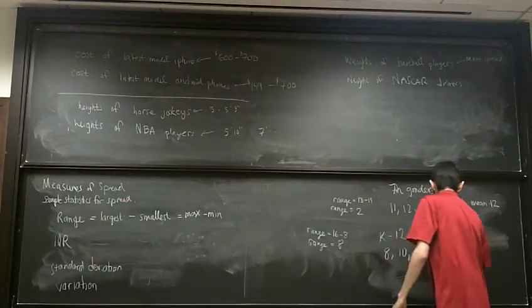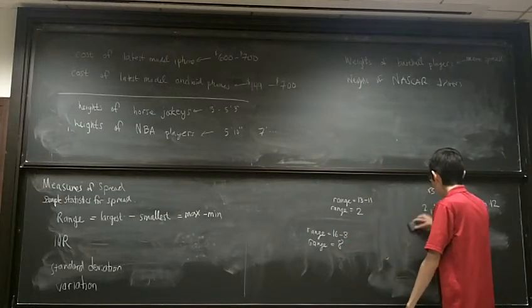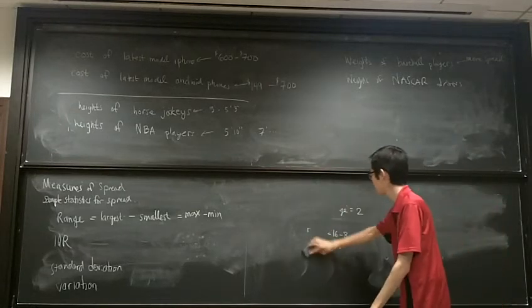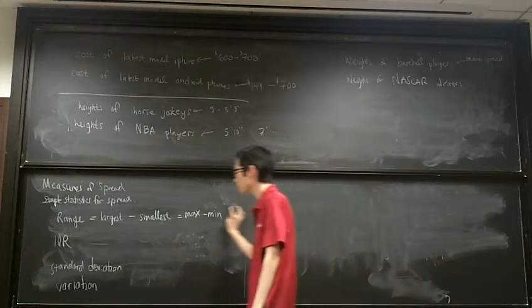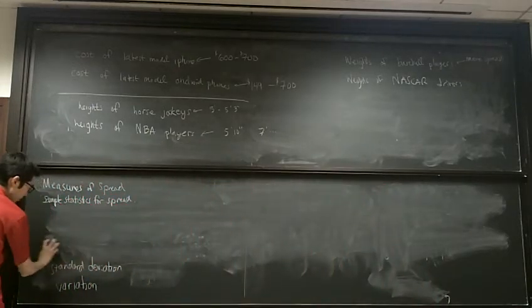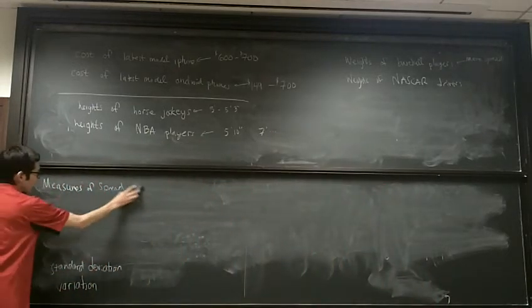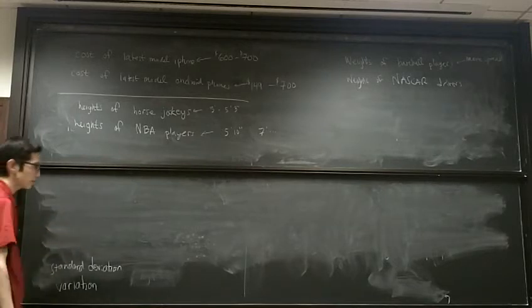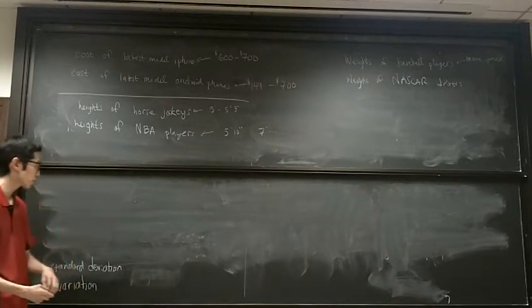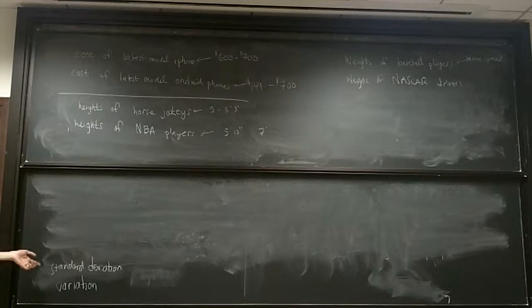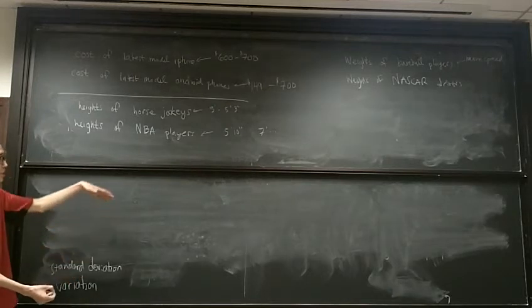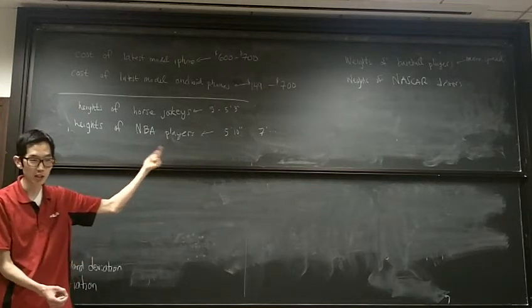Okay. Well, that's a little bit about spread, and there's some more examples in the book just to help you picture that. And then we'll talk about standard deviation and variation, which are just another way to measure spread, okay? The standard deviation is another way to measure spread, like the range, like the IQR.